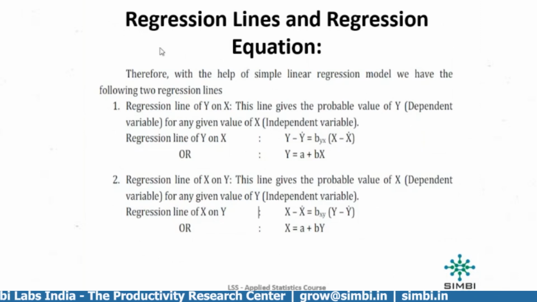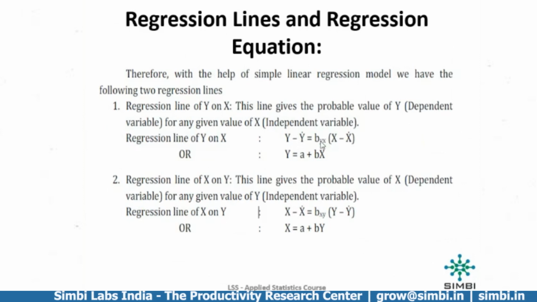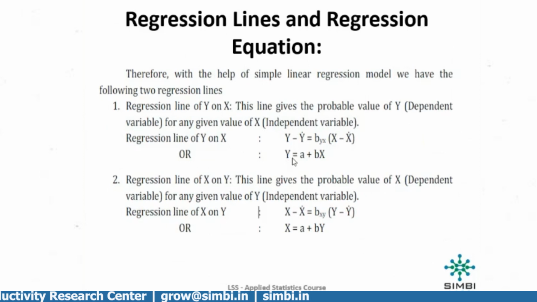So what are the regression lines? Here we can see a brief explanation. The regression line of y on x means this line gives the probable value of y, so y is dependent and x is independent. The regression line of y on x is y minus y bar equal to r times sigma y by sigma x into x minus x bar, or we can represent it as y equal to a plus bx. And the regression line of x on y is vice versa.